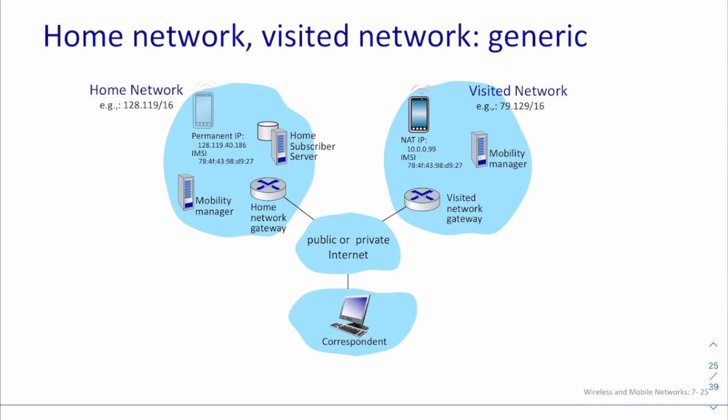Okay, we'll go back to the 4G and 5G. So you have a home network, you have a visit network. The home network IP address is 128.119/16. The visit network has another IP address, another subnet, 79.129/16. And originally you have a permanent IP in your home network, and you try to move to another visit network.